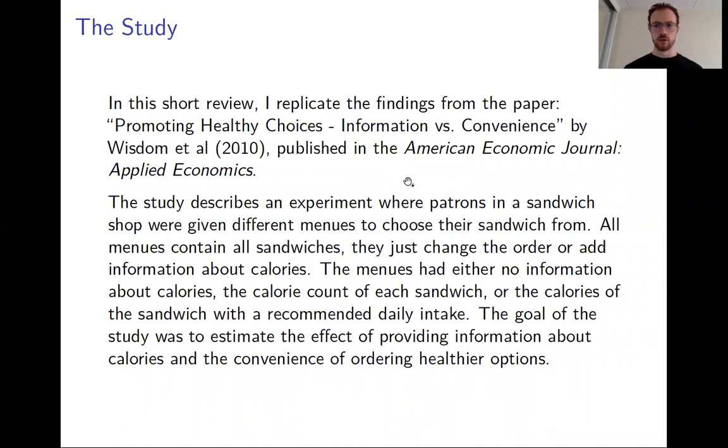So again, to recap quickly, I'm going to replicate the findings from the paper Promoting Healthy Choices, Information versus Convenience by Mr. Medal, published in the American Economic Journal Applied Economics. And the study describes an experiment where patrons in a sandwich shop were given different menus to choose the sandwich from. All menus contained the same sandwiches. They just changed the order to make healthy sandwiches more convenient to order, or they added information about calories and daily recommended calorie intake. And the goal of the study was to estimate the effect of providing information versus just changing the convenience of ordering something that is healthier.